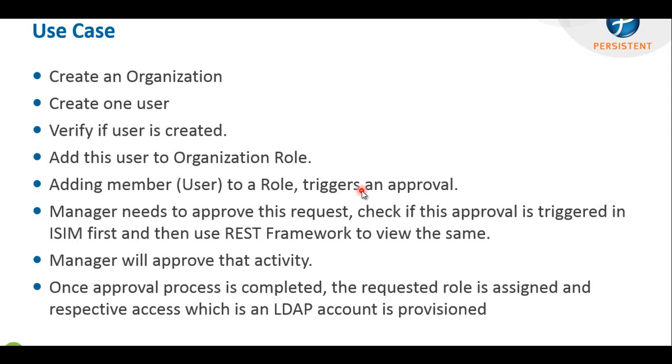The manager who is set as approver needs to approve the request, so we will check that this approval is triggered in ISIM first and then use the REST framework to view the same. The manager will approve the activity. Once the approval process is completed, the requested role is assigned and an LDAP account is provisioned. With this information, now we can start with the actual demonstration.